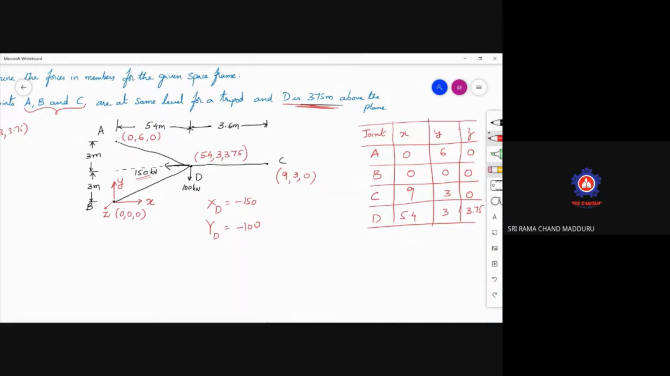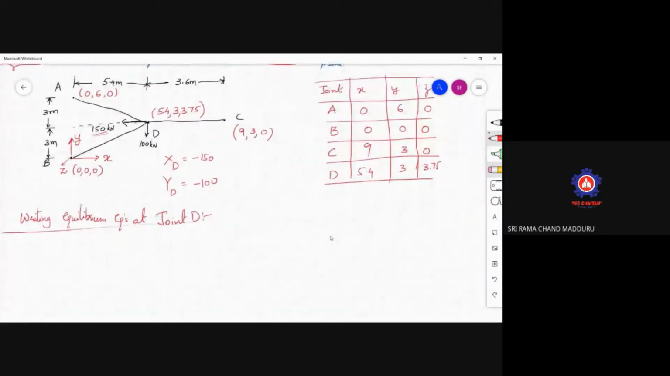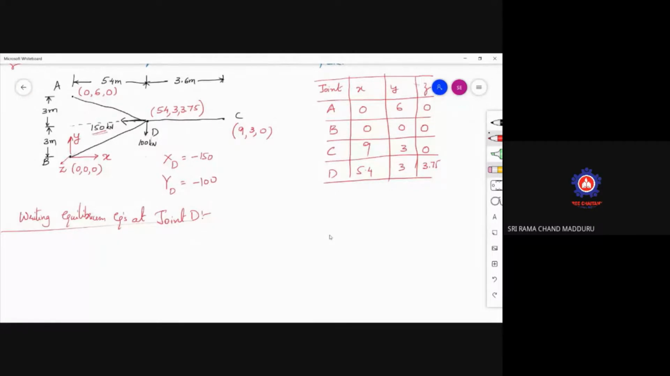So write down the equilibrium equations at joint D. We are writing our equilibrium equations at joint D. When I am writing at joint D, the members are AD, BD, and CD.